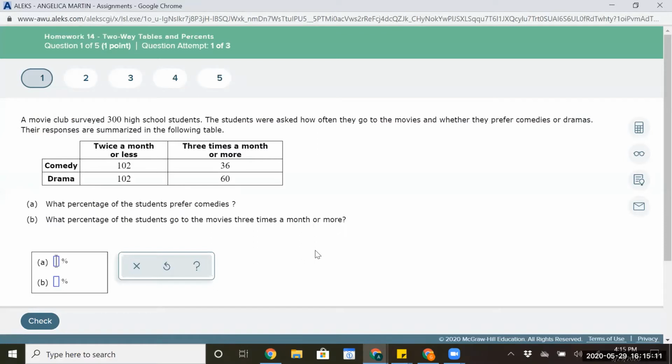Just reading along with me, a movie club surveyed 300 high school students. The students were asked how often they go to the movies and whether they prefer comedies or dramas. Their responses are summarized in the following table. So here Alex has provided us a table, and the students responded about how frequently they went to see two different types of movies. Now, we can gather a lot of information from a table such as this, and for this Alex problem and the ones that follow, we're going to be focusing on percentages.